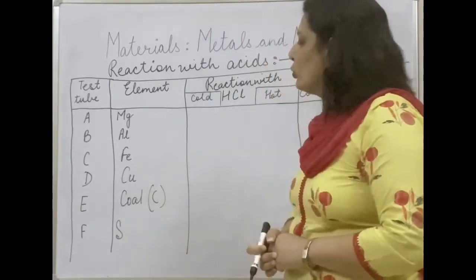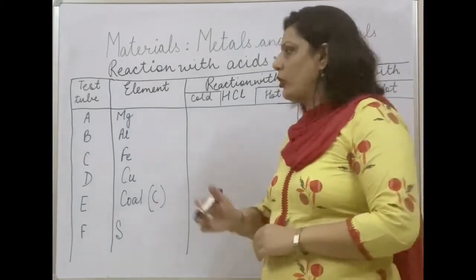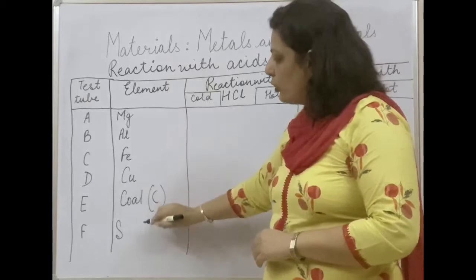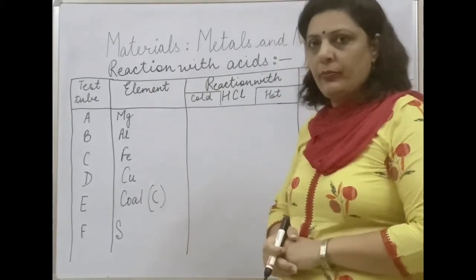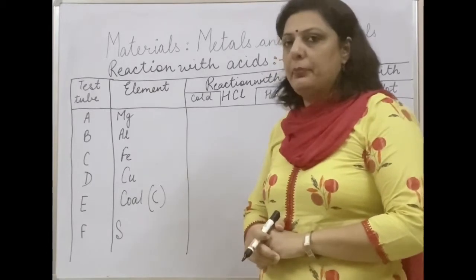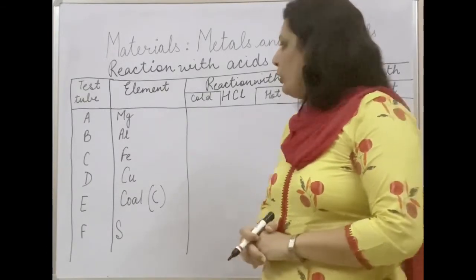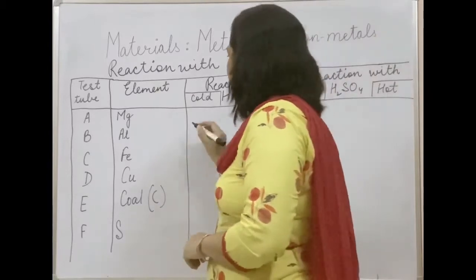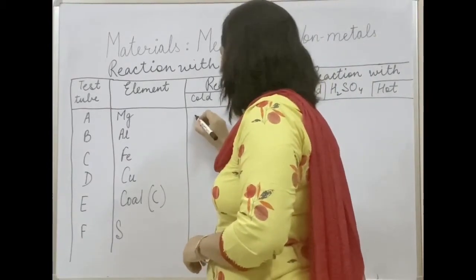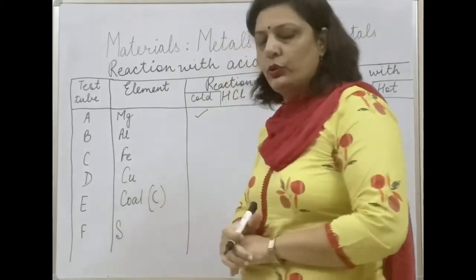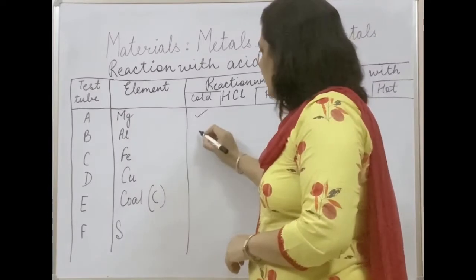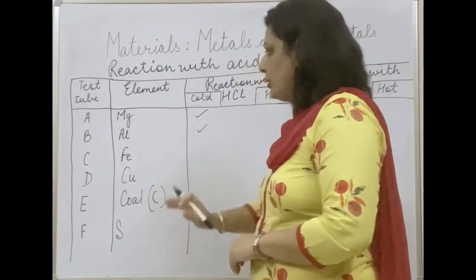Now what you have to do, you have to take 5 ml of dilute hydrochloric acid and pour in each one of these one by one. And you have to wait patiently to notice what happens when you are pouring. You will find that magnesium will react with this hydrochloric acid at room temperature, or when it is cold. It will show a reaction. Aluminium will react, it will show a reaction.